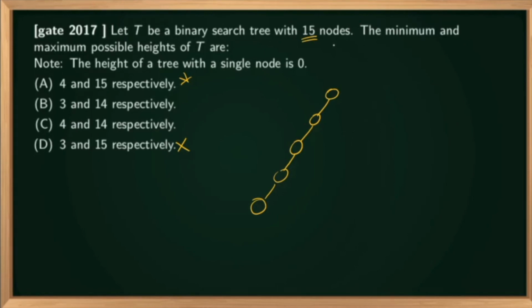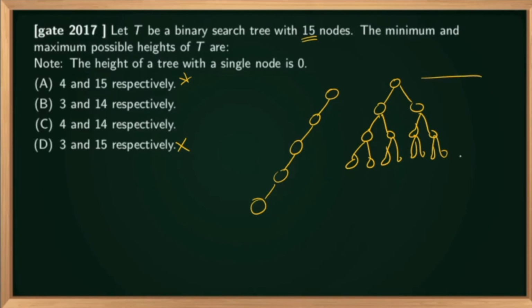Now, minimum height, right? So if you have 15 nodes, we know that we can draw like this. That is exactly 15 nodes. If you count, it will be exactly 15 nodes, right? 8 plus 4 plus 2 plus 1, it is 15. And the height is 3, right? So this is the minimum height, and this is the maximum height. So 3 and 14 will be the answer.